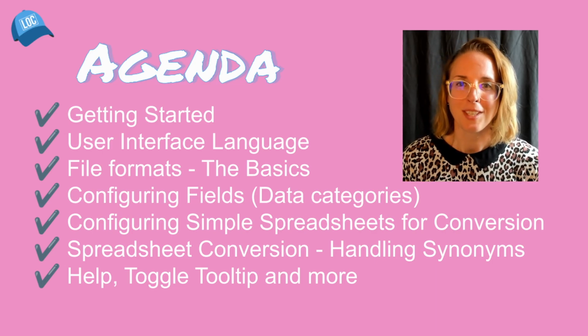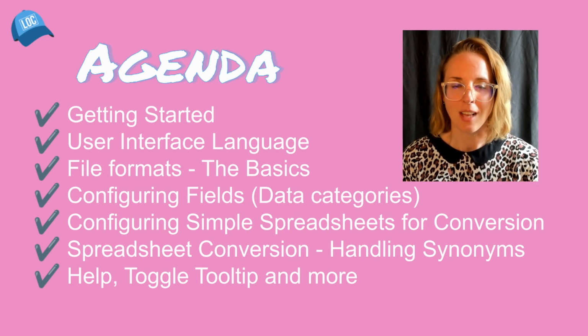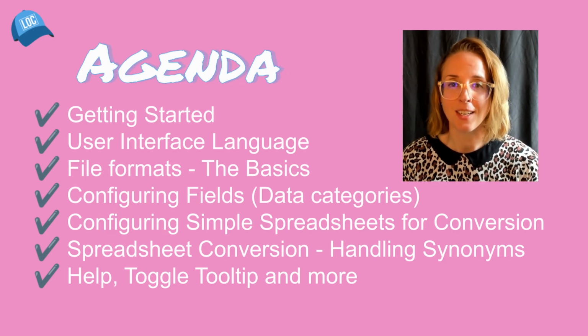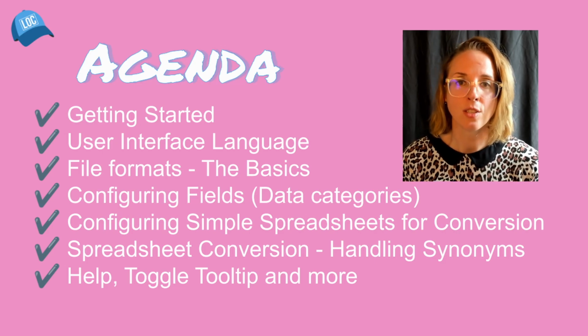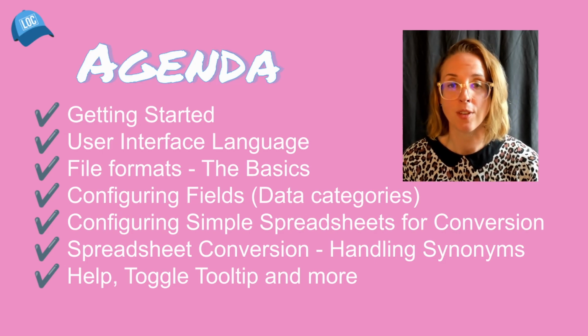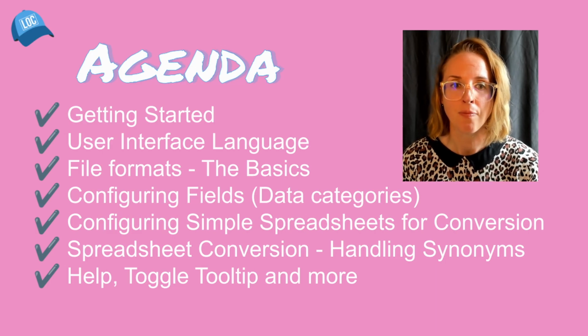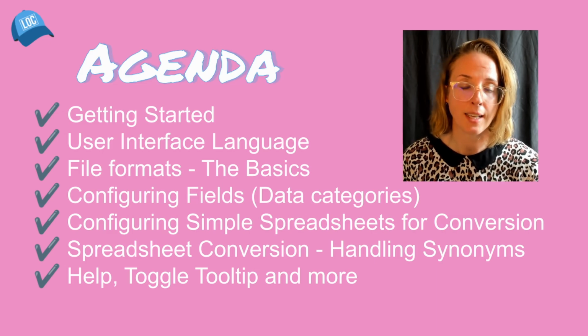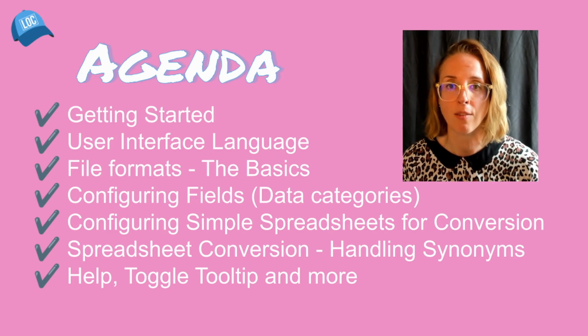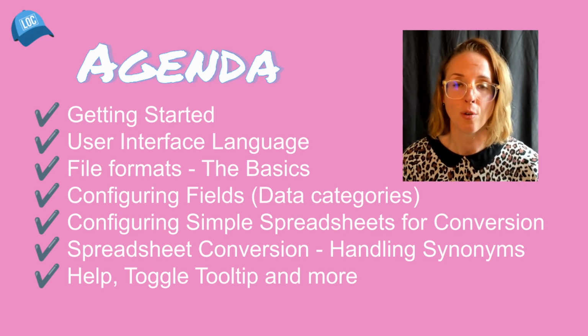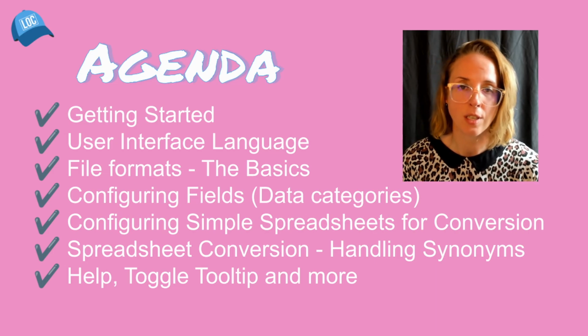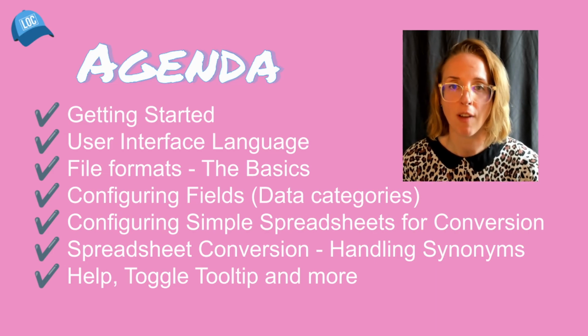In this tutorial, we're going to cover the following aspects of working with the Glossary Converter app. We'll start out by getting your user interface language set to your preferred language, if that language is available. We'll move next to looking at settings for the conversion of file formats, basic settings. After that, we'll move on to looking at how to set up fields or data categories within the Glossary Converter app so that those fields are converted correctly or according to your needs and wants when you convert a spreadsheet or a term base into another file format.